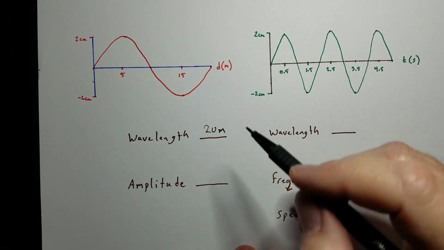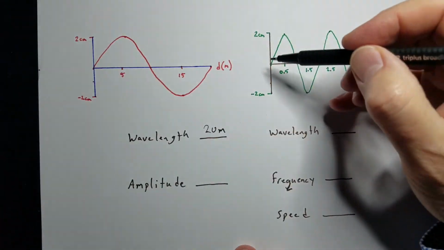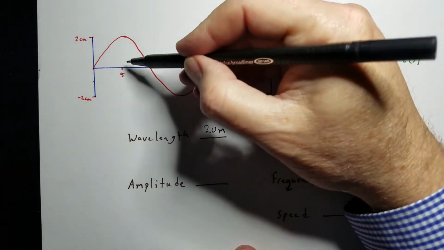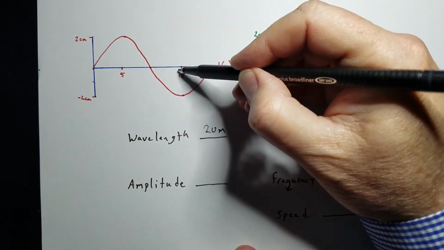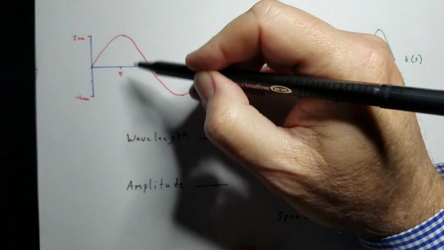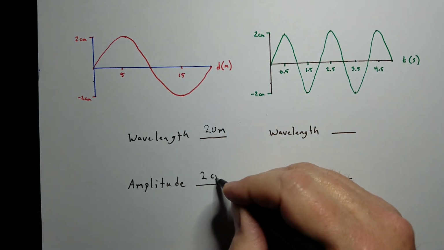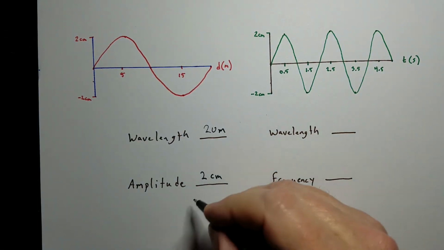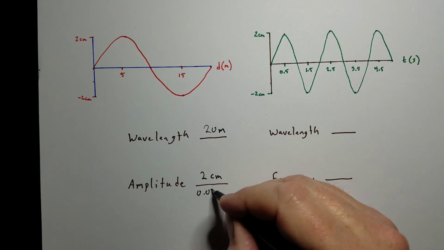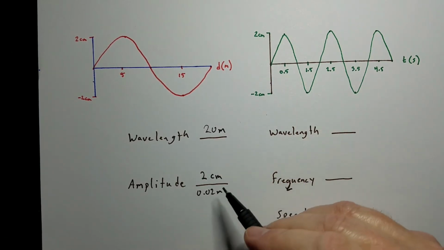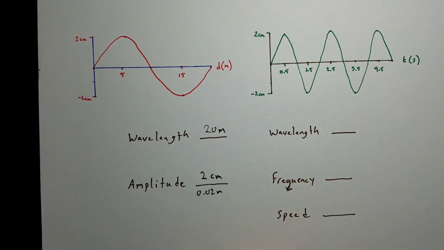Amplitude. If I look at this, I've got the same amplitude on which, remember, amplitude's from the midpoint up to a crest or midpoint down to the trough. Well, either case, that's 2 centimeters. If we want to change it to meters, that's okay, but we can just leave it as 2 centimeters for right now.